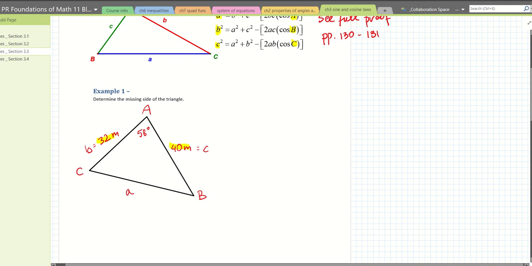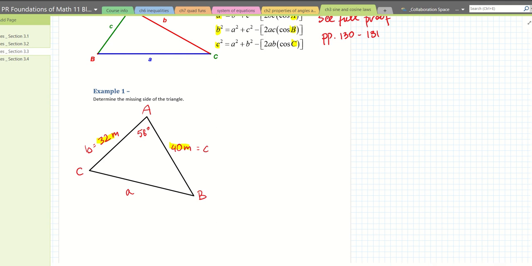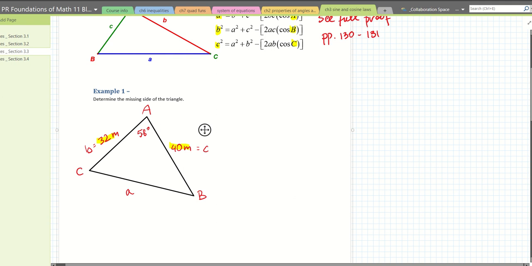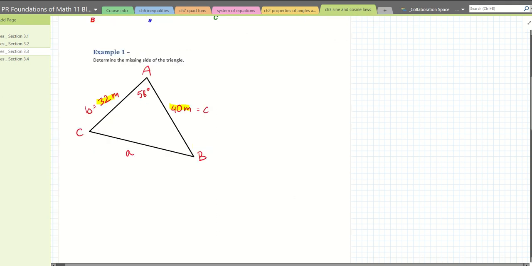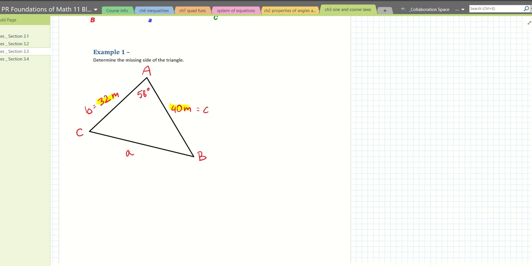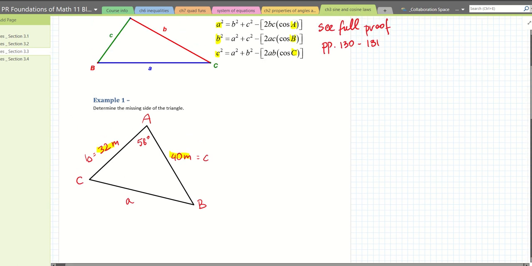Whenever possible, you want to use the sine law. But for the sine law, we need to have a side opposite to an angle, or we need to have at least two angles and one side. In this case, we have two sides, but none of these sides are opposite to the angle that's given. So we don't know A, and we don't know any other angles. So there's no way we can use sine law in this case. That's why you have cosine law, which allows you to find a missing side, or a missing angle, if you have two sides and just one angle given.